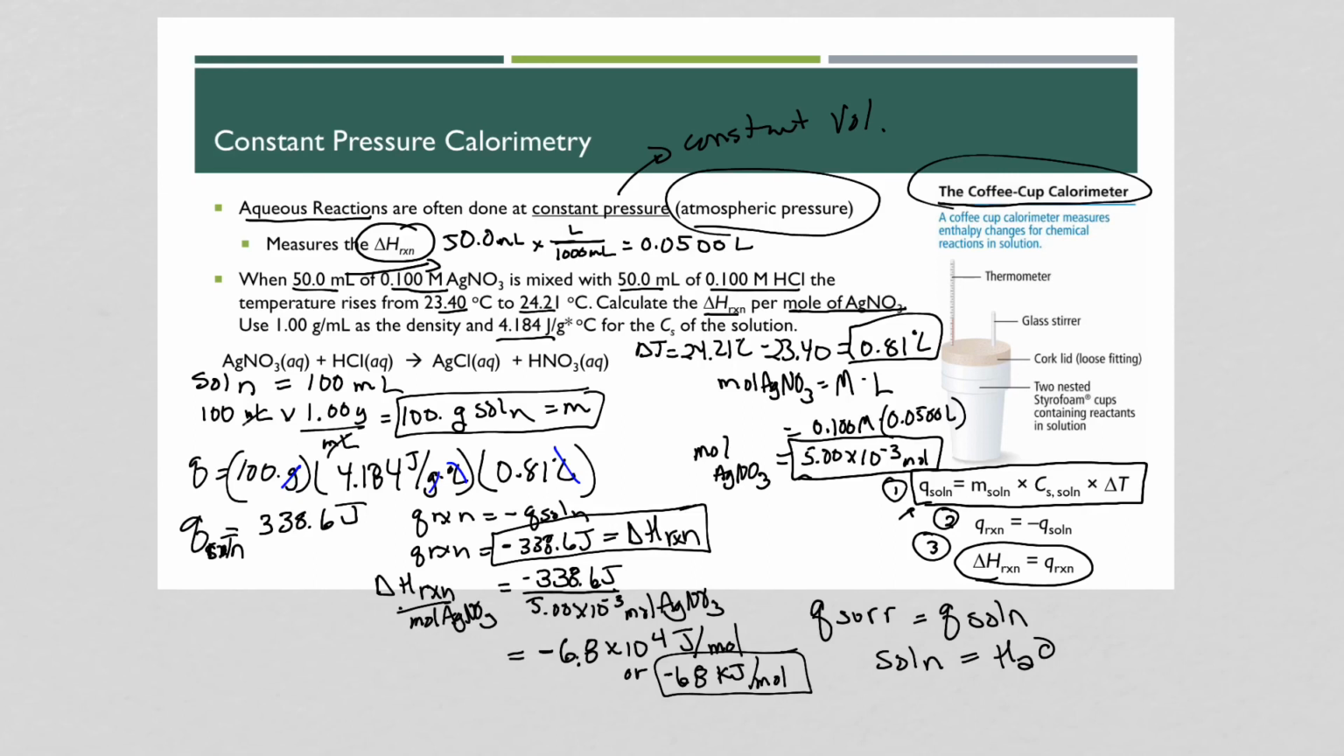And almost always, you're going to ultimately put this on a molar basis for something. So it's going to be per mole of something that you're reacting. And so you're going to have to calculate moles. We are almost always going to have to calculate the mass using a density because we're using volumes, but our equation requires mass. So a lot of these key ideas are going to be in every problem that you do with constant pressure calorimetry.